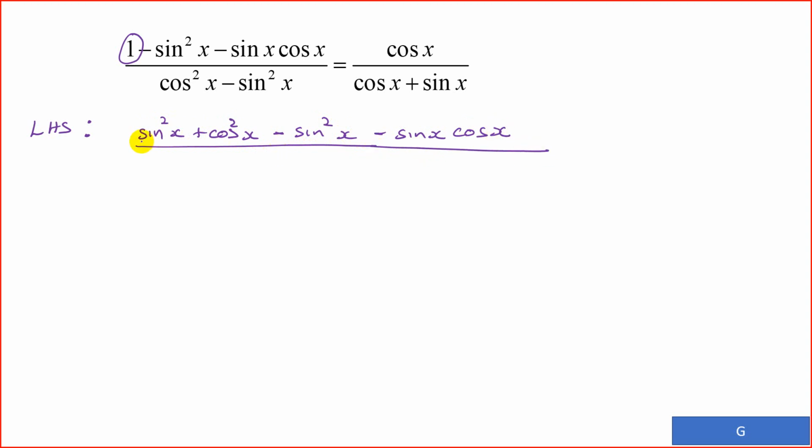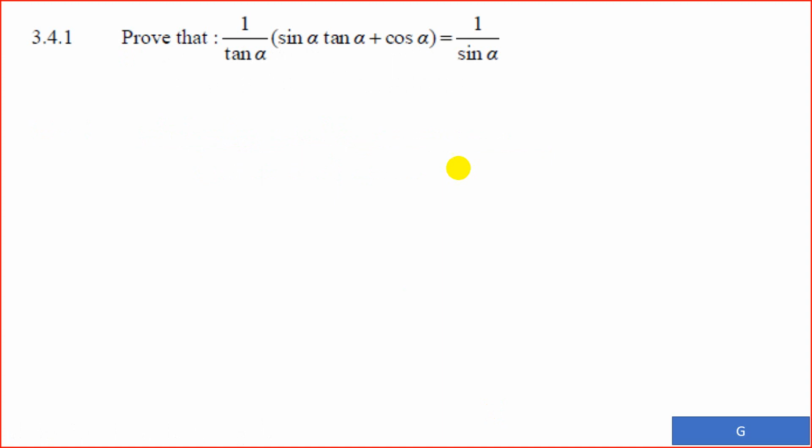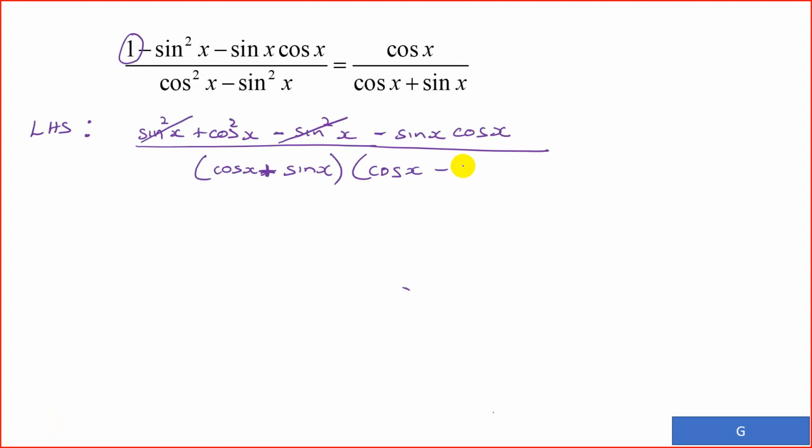And you'll notice that sine squared minus sine squared on the top will cancel off. And in the bottom we got difference of squares, so we can actually factorize that and say that it's cos x plus sine x into cos x minus sine x. So we factorize the denominator.